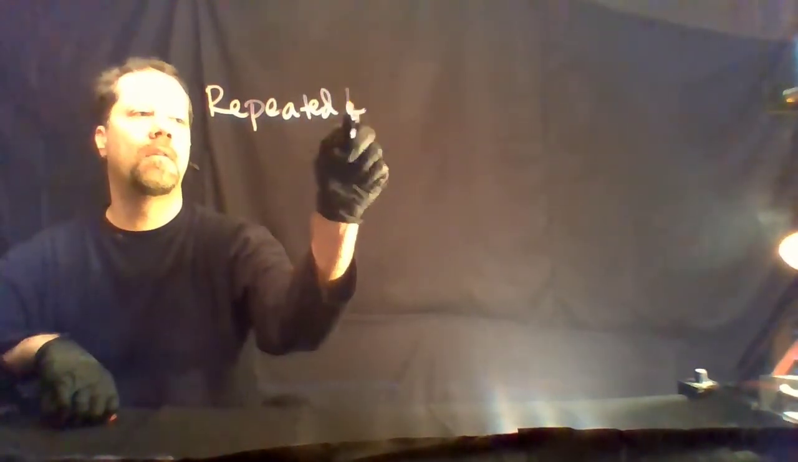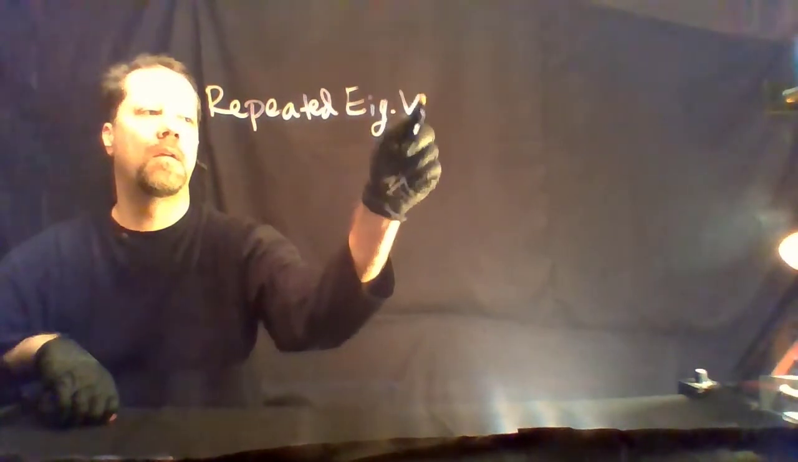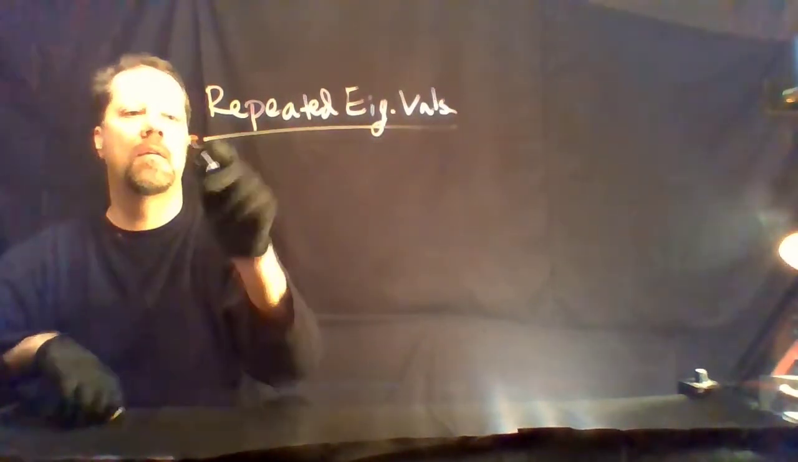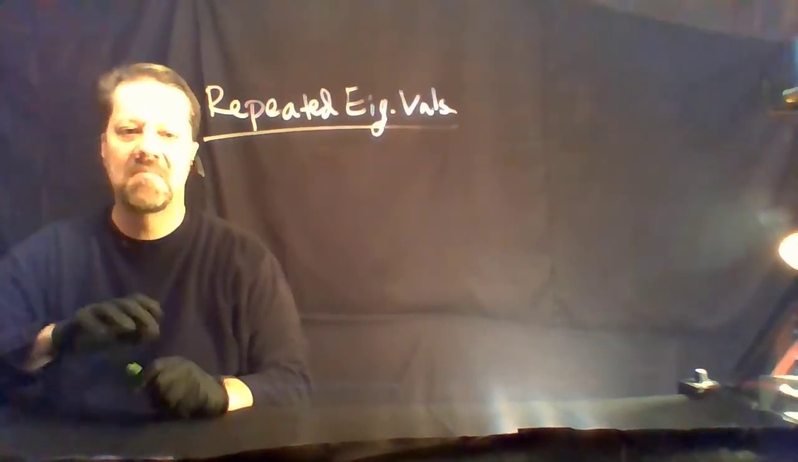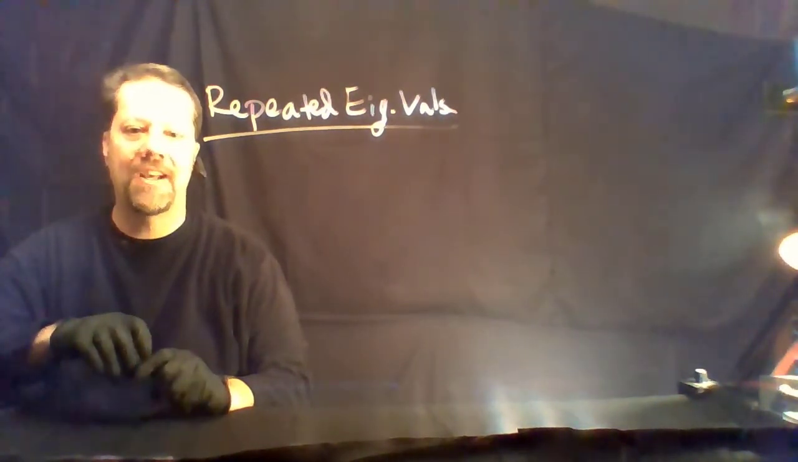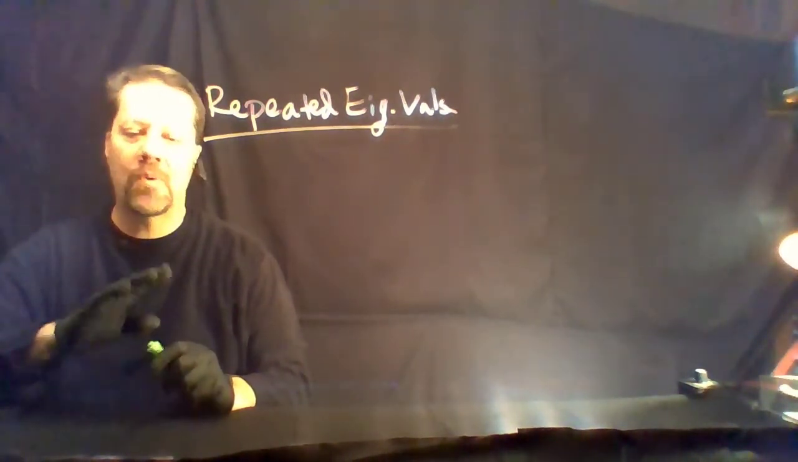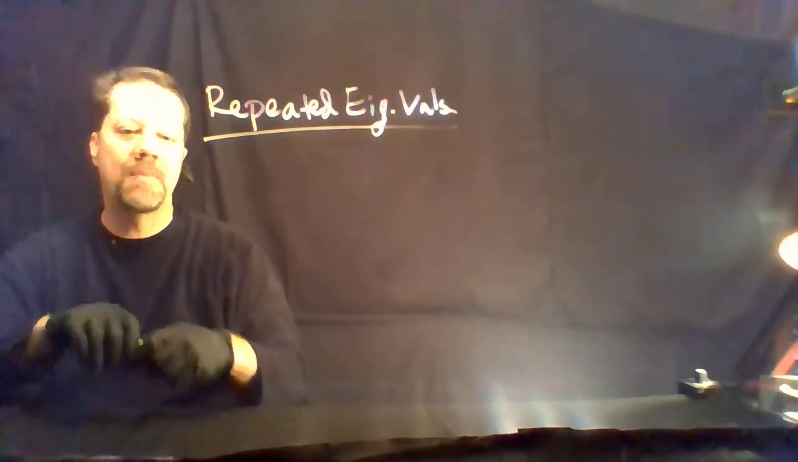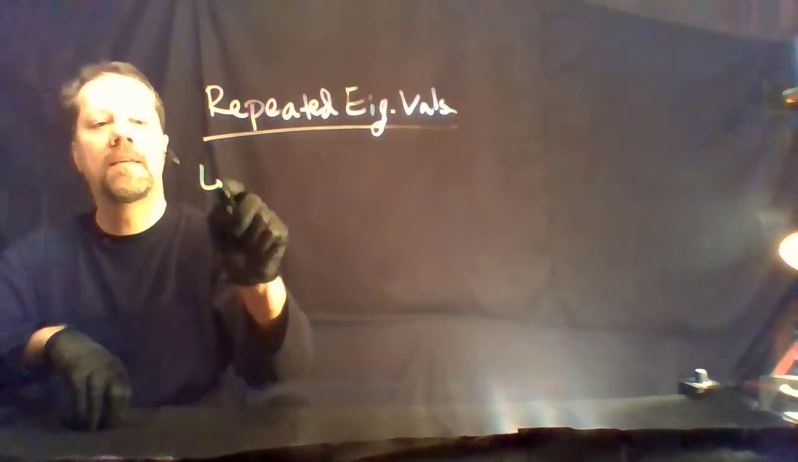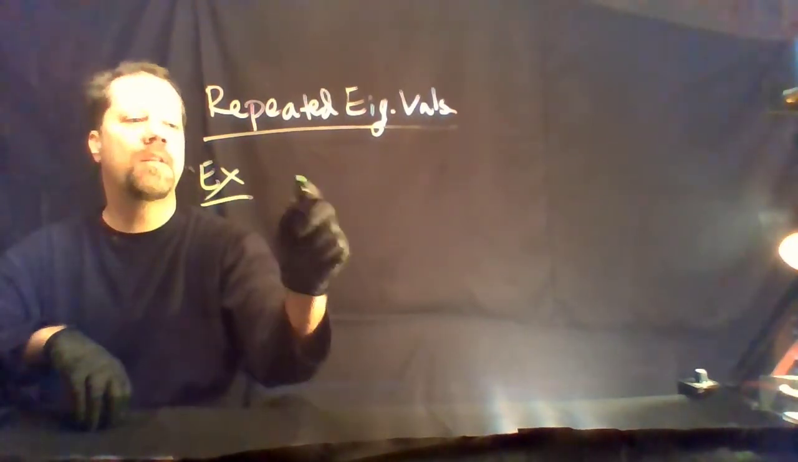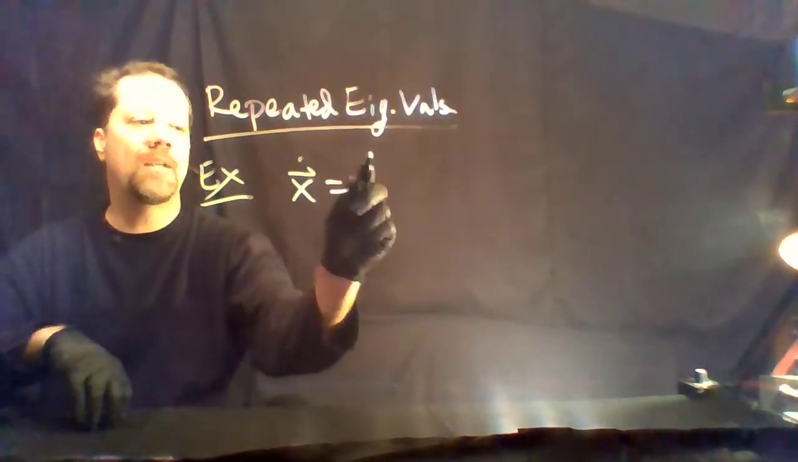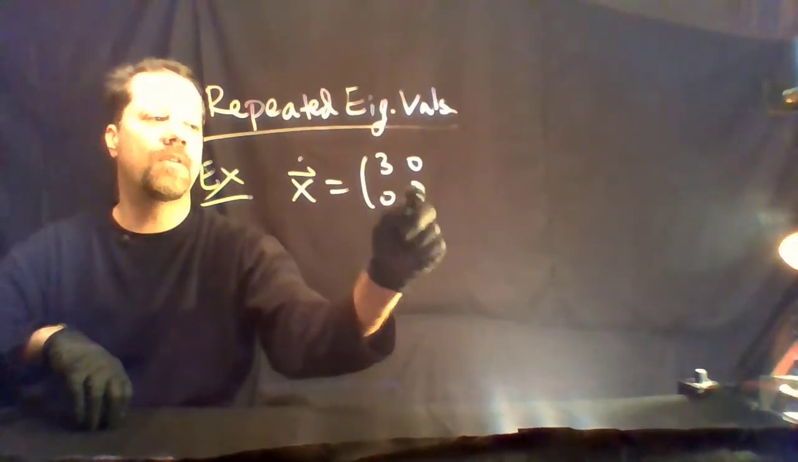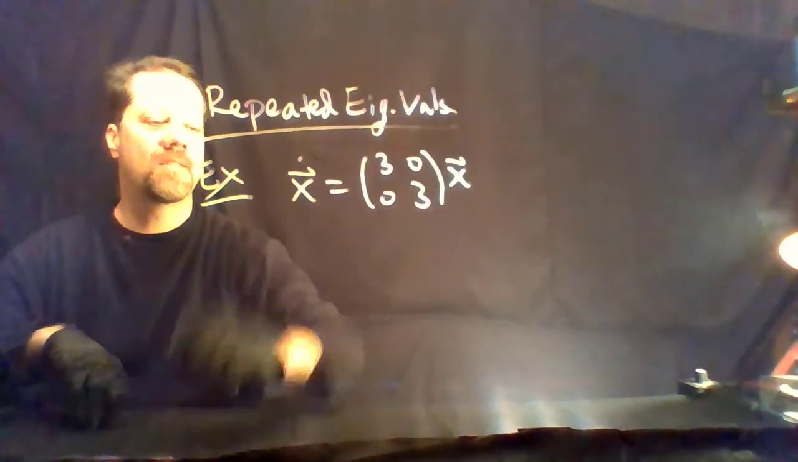We now look at the repeated eigenvalue case. As you'll see, the issue is not so much that the eigenvalues are repeated. The problem arises only when you don't generate enough linearly independent eigenvectors. Let me give you an example. Suppose we deal with x dot equals the matrix (3, 0; 0, 3) times x.